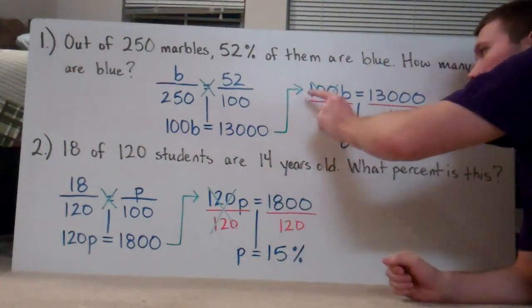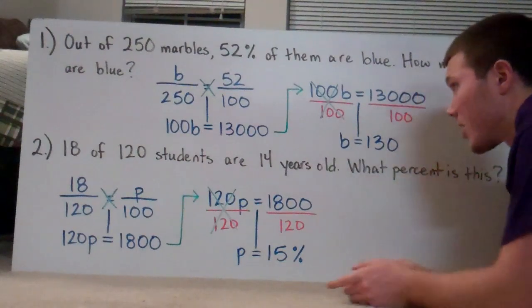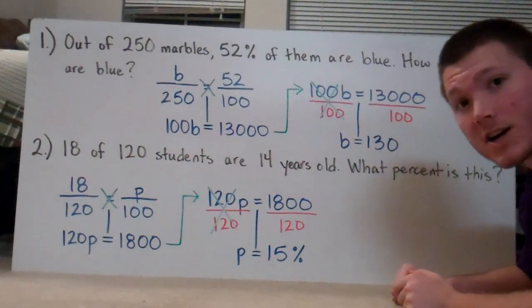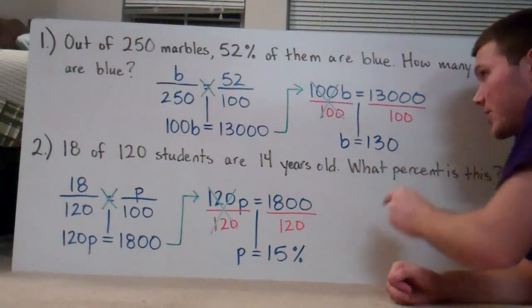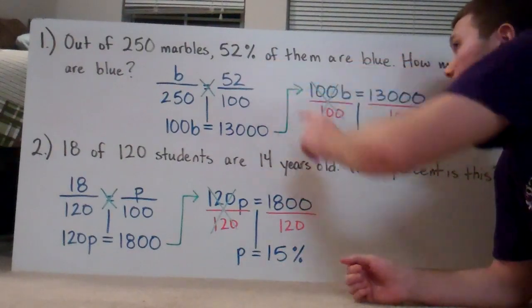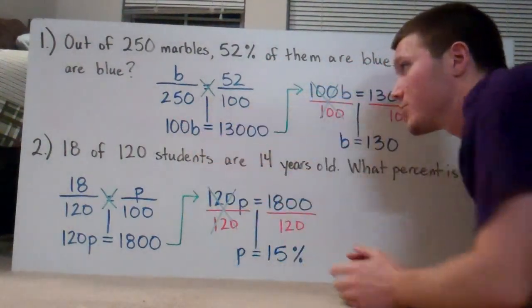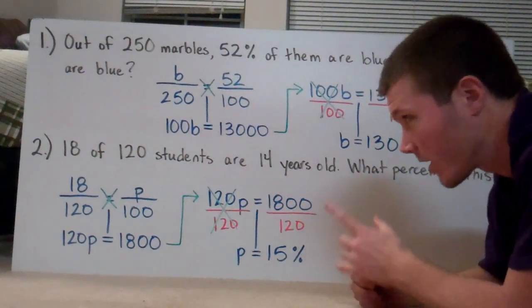Then, move it over here. In order to get rid of the 100 attached to the b, I divide by 100, and then I do the same thing to the other side. When I do that, the amount of blue marbles ends up being 130. So, what is 52% of 250? 130. Next one.